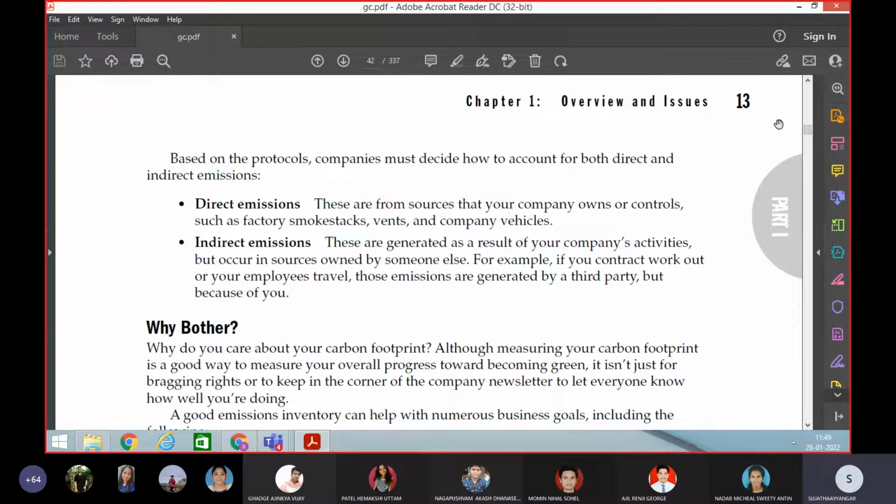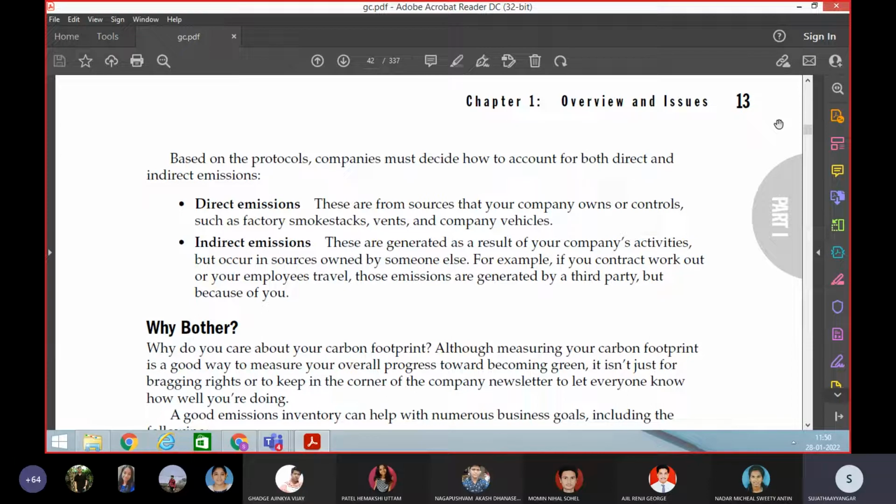Based on protocols, companies must decide how to account for both direct and indirect emissions. See, in our kitchen at home we keep the chimney to remove the smoke away from the kitchen, and we keep the AC. So this AC and the kitchen are direct emission in the house. Indirect emission means how we are all traveling and how we are coming back to our house. How your dad, mom, sister, brother, cousin, whoever it is, how do they travel, how do they come back? If they travel by car, bus, train, scooter or rickshaw, whatever it is, that is indirect emission.